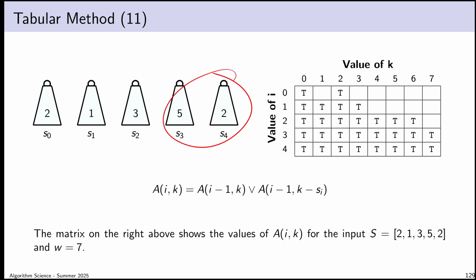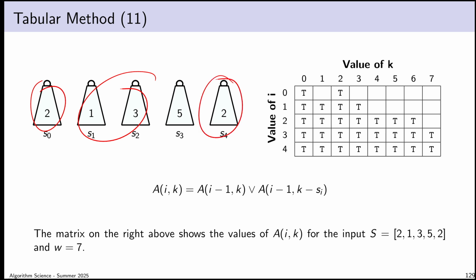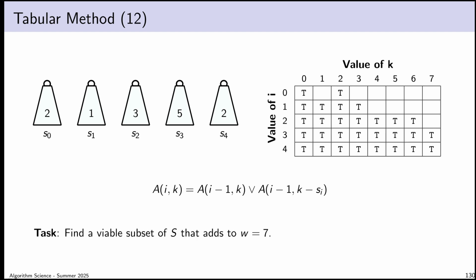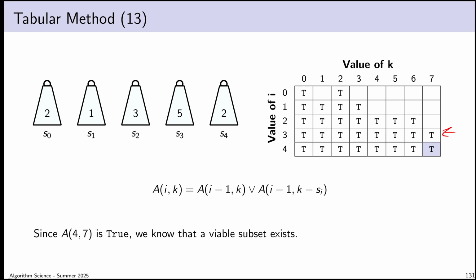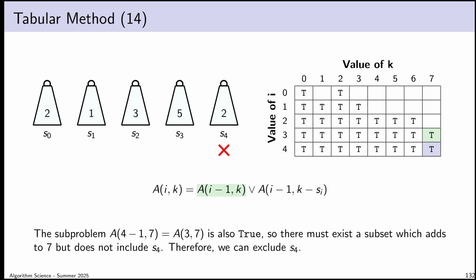I've got 5, 2, I've got this 5 and this 2, I've got 1, 3, 2, and 2. So I actually have quite a few ways of getting something that adds to 7. I don't care though, I just want one of them. Okay, so find a viable subset that adds to 7. Well, A47 is true, so there is a way of making a subset that adds to 7 out of everything. But I notice that A37 is also true, which means there is a way of doing it without S4, so I exclude S4. Now, as I just said, there are subsets that include S4. That's fine. I just choose not to build one of them today.